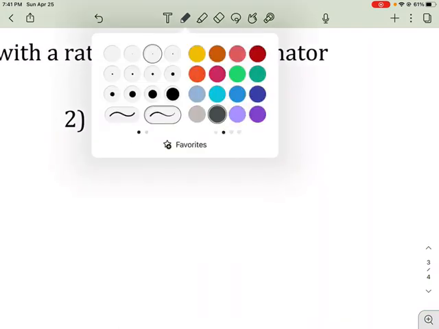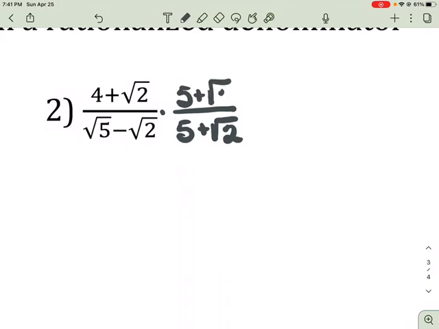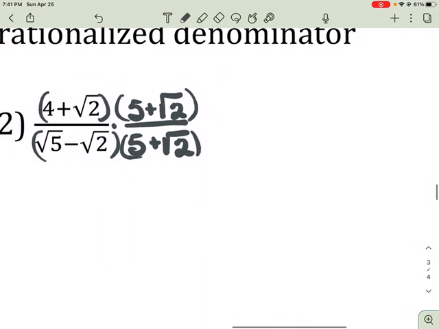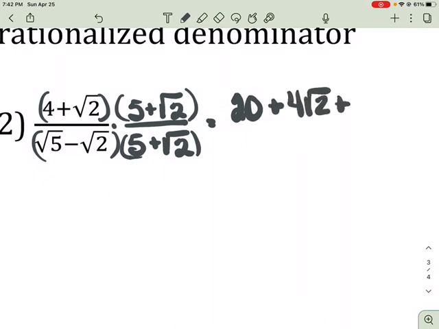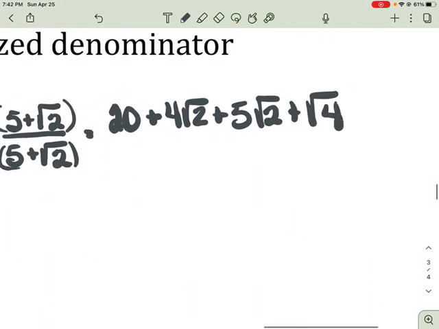All right, so we have 5 minus the square root of 2. Okay, so on the top and bottom, 5 plus the square root of 2, 5 plus the square root of 2. Look at that. We're going to have to FOIL the tops and the bottoms. Okay, so let's just do this straight across. We're going to get 20 plus 4 square roots of 2 plus 5 square roots of 2 plus the square root of 4.